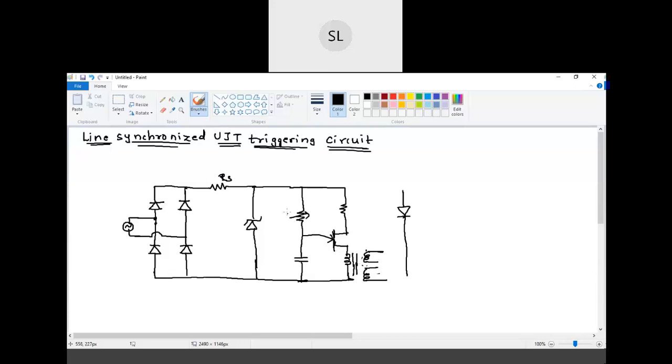Okay, so here what we have done, we have just added a pulse transformer at the base terminal of this UJT. Okay, so this is say R1 and this is the RC network.